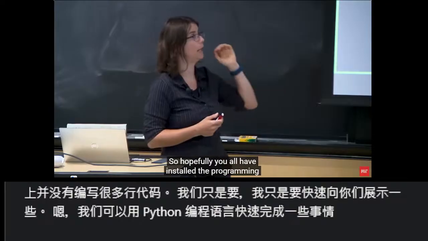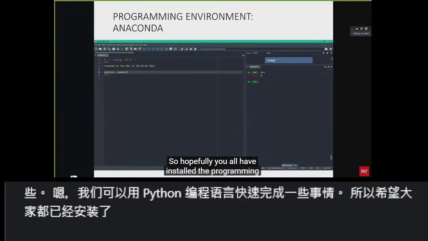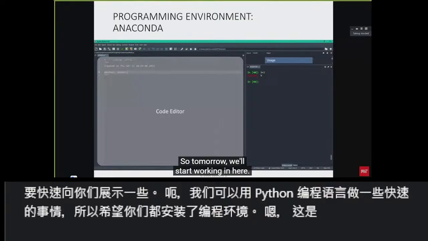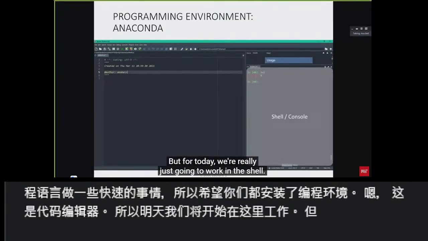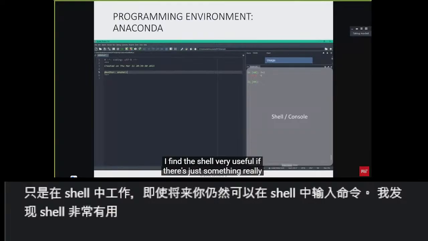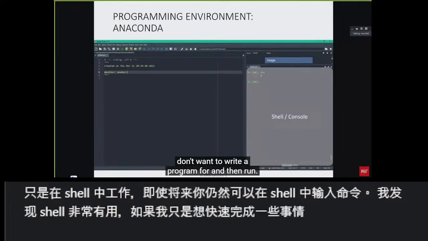So hopefully you all have installed the programming environment. This is the code editor, so tomorrow we'll start working in here. But for today, we're really just going to work in the shell. And even in the future, you can still type commands in the shell. I find the shell very useful if there's just something really quick that I want to check, that I don't want to write a program for and then run. It's just a simple command that I want to check to make sure it's doing what I think it's doing before I insert it in my code editor.